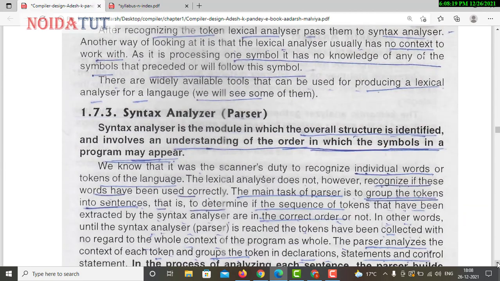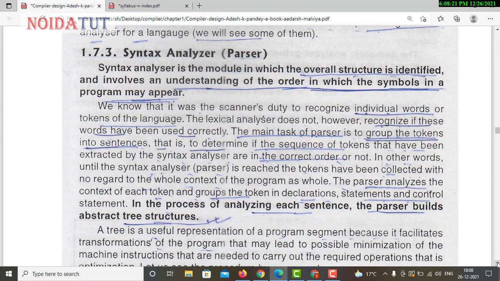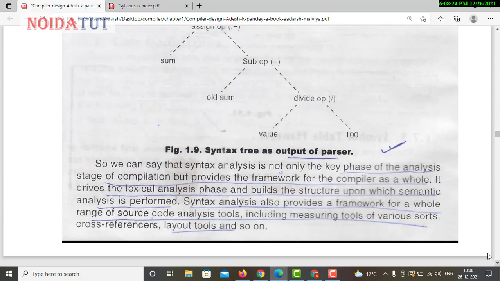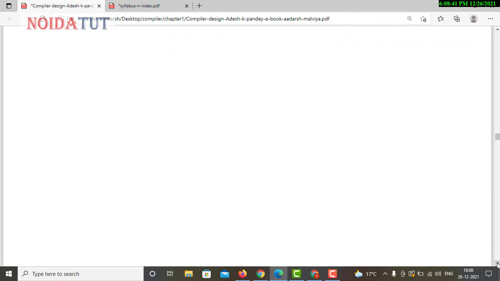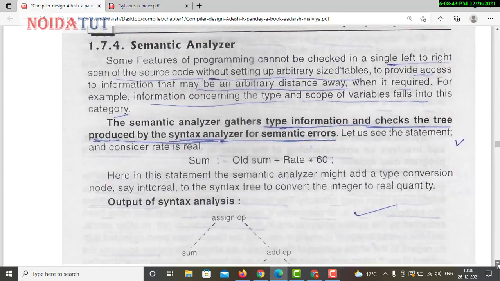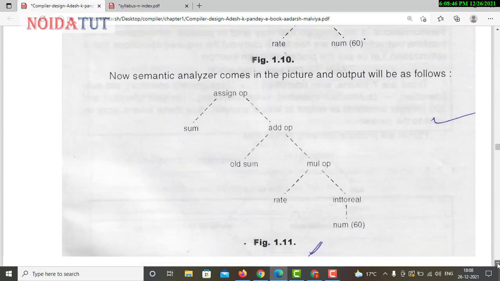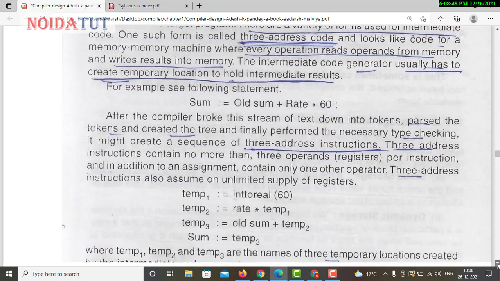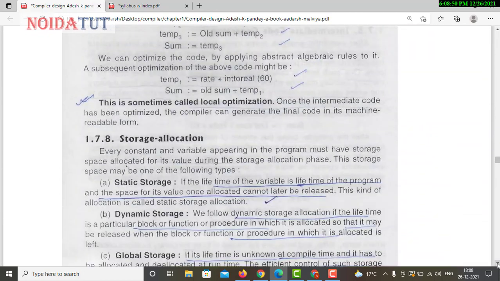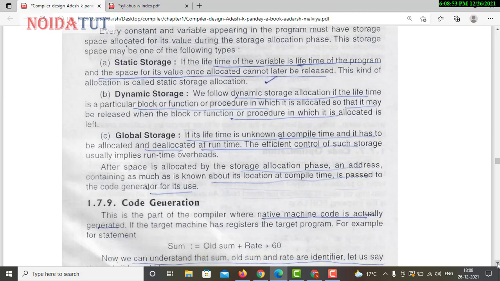Now proceeding further, we have seen the syntax analyzer, that is the parser, how the syntax tree is made, and from there we get the further processing. After generating the tree, it proceeds to the semantic analysis. Now proceeding further, we have seen the semantic analyzer. All these things we did yesterday. Fine. Intermediate code generator, we are also going to revise these things because they are very much important.